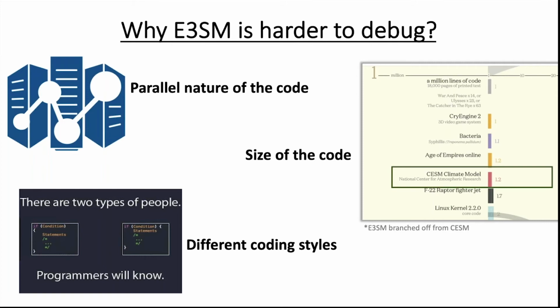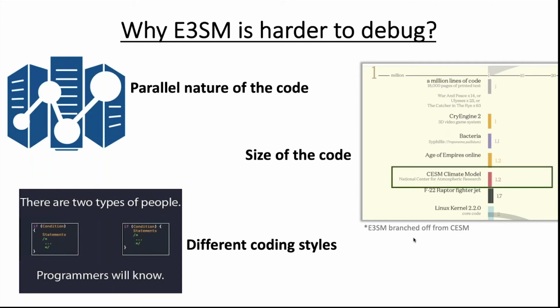And then the second is size of the code. It is huge. And here I found this on the web about CESM, and E3SM branched off from CESM. So it may have more lines of code, but it sits at 1.2 million lines of code. And so that also makes it harder to debug, because there are so many configurations the model can run in. And so that is also a factor.